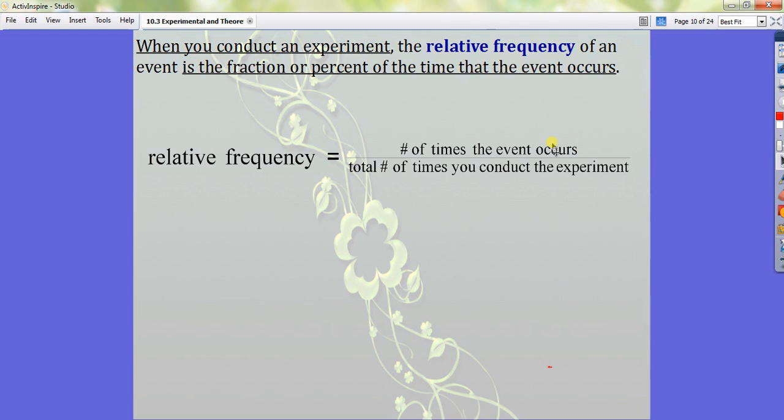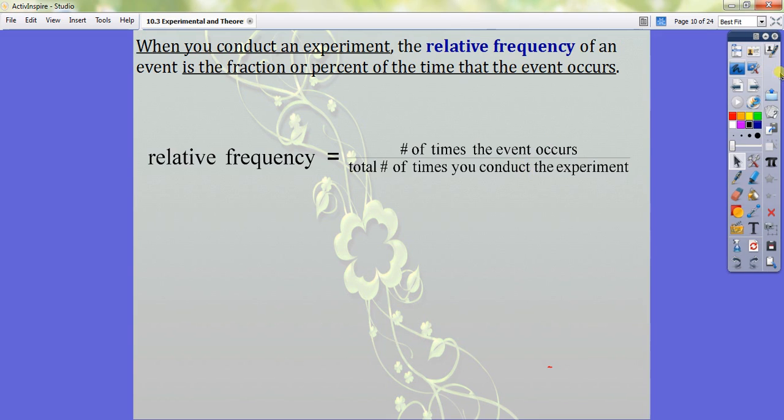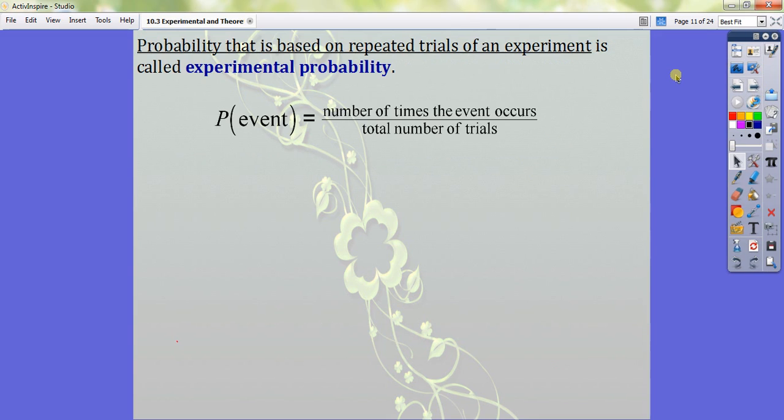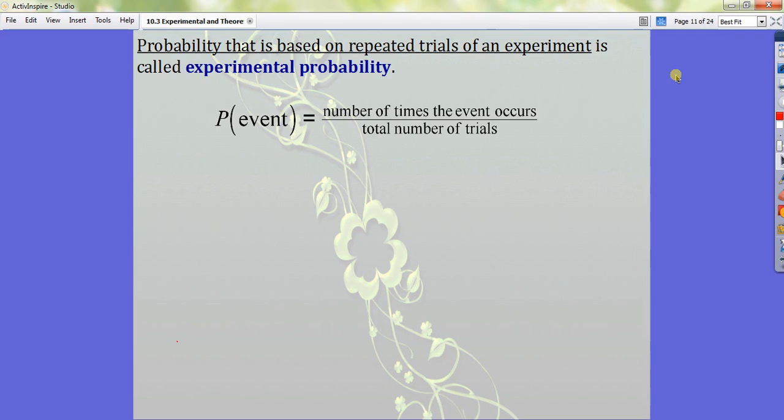I would say the number of times a coin landed on heads over the total number of times I conducted the experiment. And with that, the experimental probability is the very same thing. So relative frequency and experimental probability are two ways to say the same thing in math. So it's the number of times the event occurs over the total number of trials.